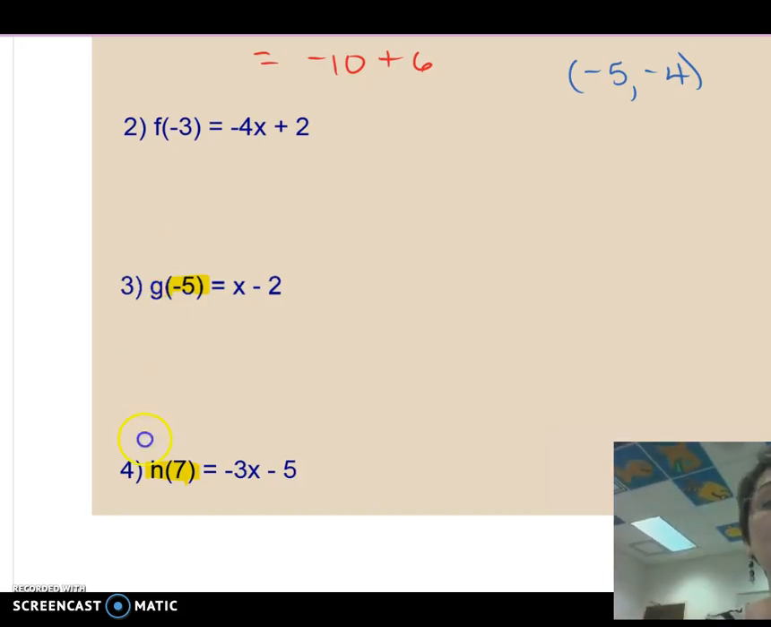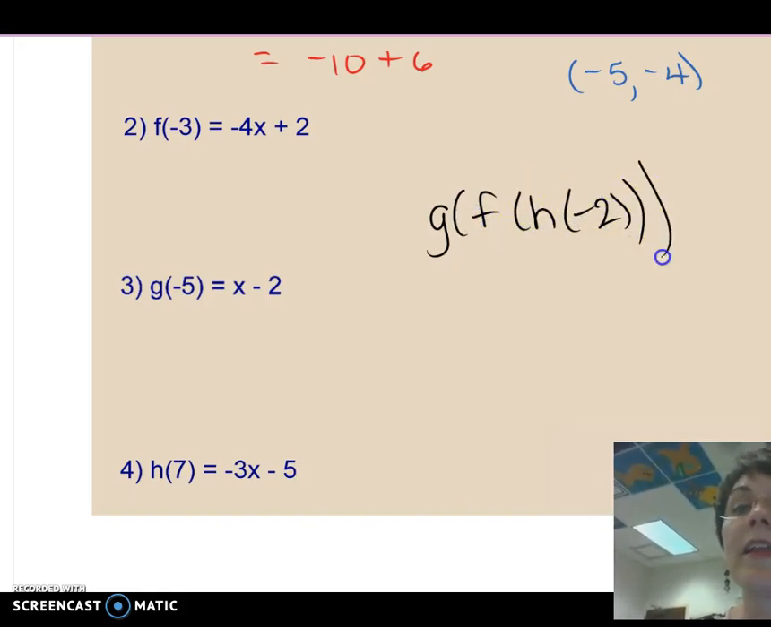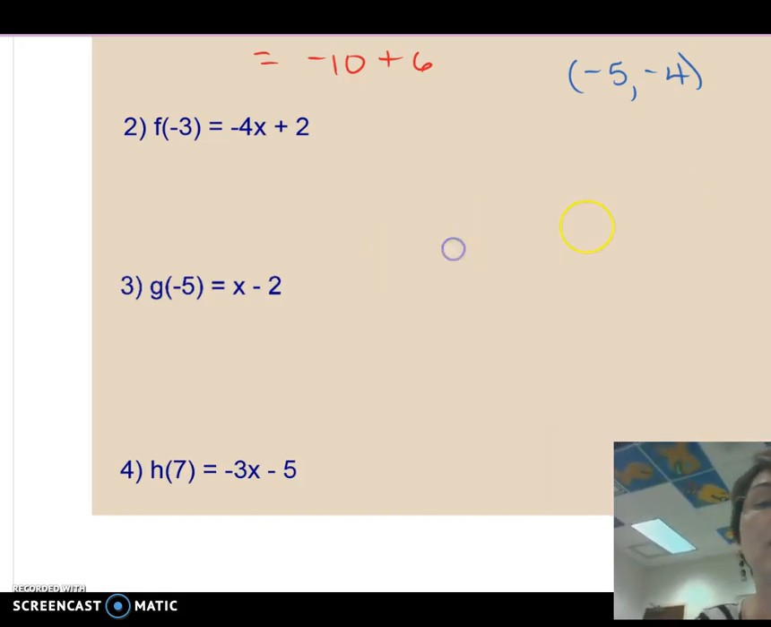That would be H of 7 equals -3x minus 5. It really doesn't mean anything different. It's just a way to label different equations, because when you get into higher math, you'll have embedded functions. So you may be finding G of F of H of -2, something like that. But don't worry about that for now. So that's why you have different letters.